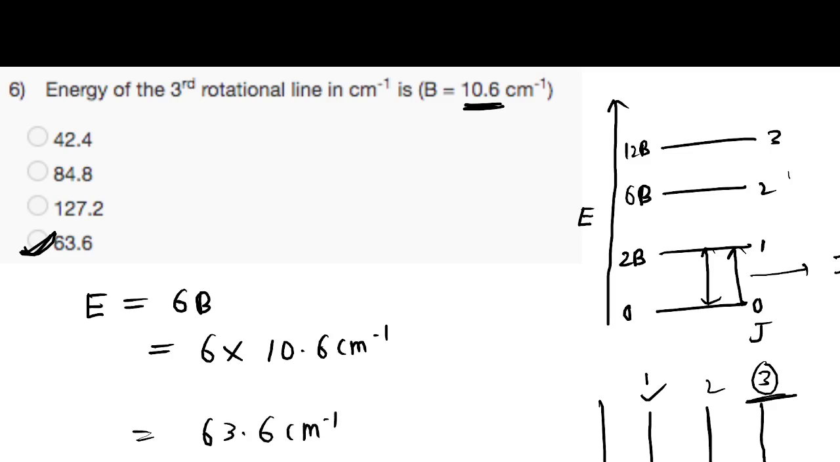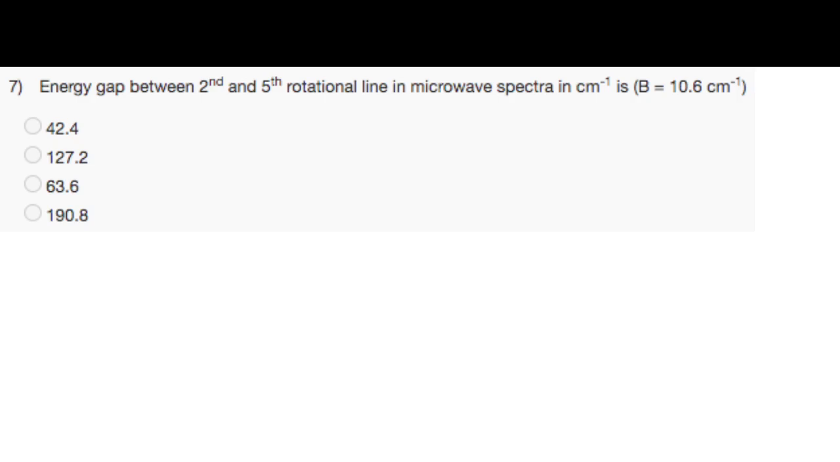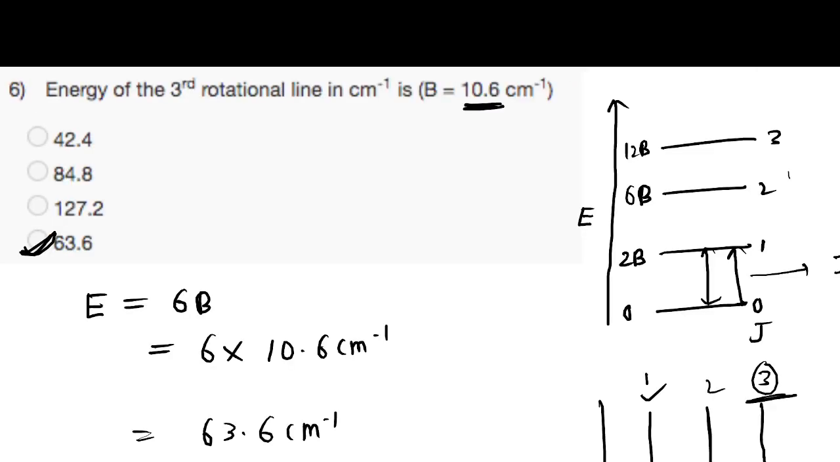Okay, now we will go to the next question. The energy gap between the second and fifth rotational lines. Remember one thing, when they say rotational line, they are talking about a spectrum. They are talking about this spectrum, so this is called rotational line. When they say rotational energy level, then you should consider this one. So rotational line means whatever you are getting in the rotational spectrum or microwave spectrum.